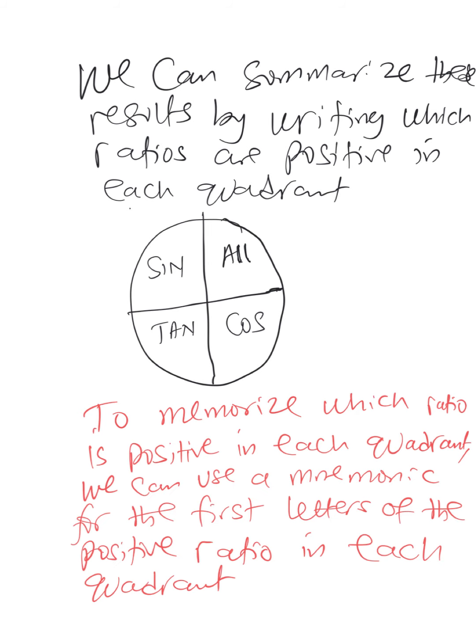To memorize which ratio is positive in each quadrant, we can use a mnemonic made from the first letters of the positive ratio in each quadrant. You know, a mnemonic is a word that you come up with to help you remember something. I remember when I was still in high school and we were learning the causes of accidents in Uganda. So we would come up with a single word that helps us remember the points. So this is what we call a mnemonic.